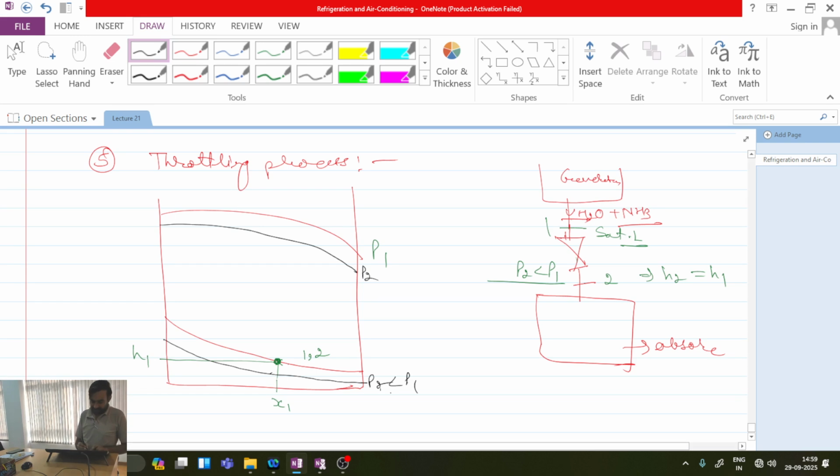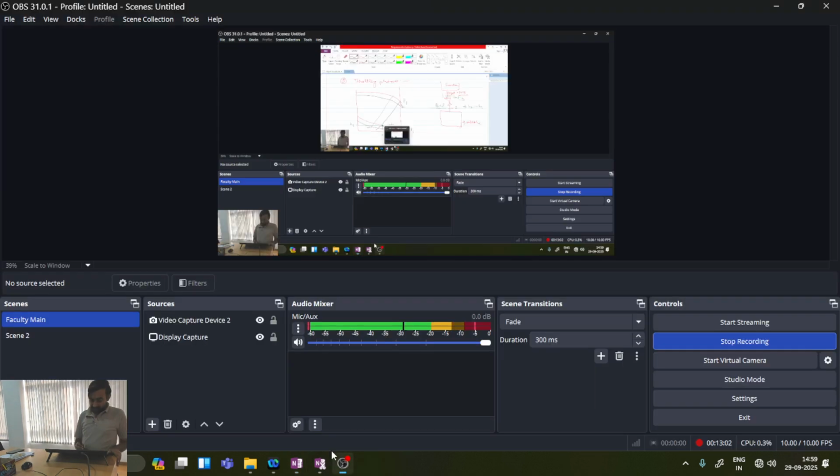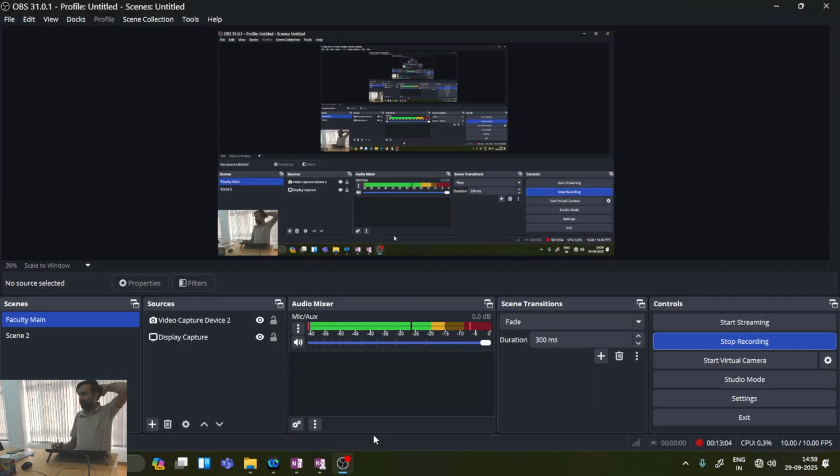So for obtaining the property of this point, what do I need to do? If I have to find the temperature, I need to draw multiple isotherms, and the isotherm which passes through this point will represent my temperature. So this is all about the throttling process. Now we will discuss more in the next class.